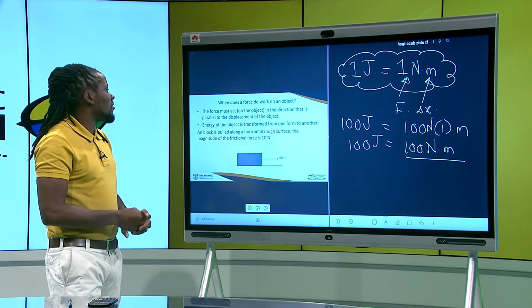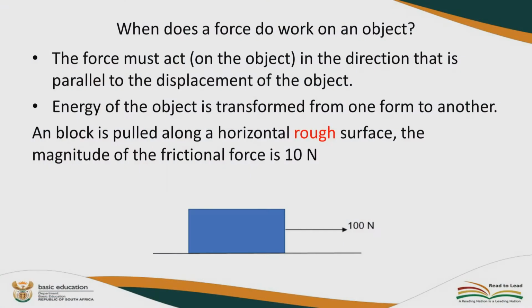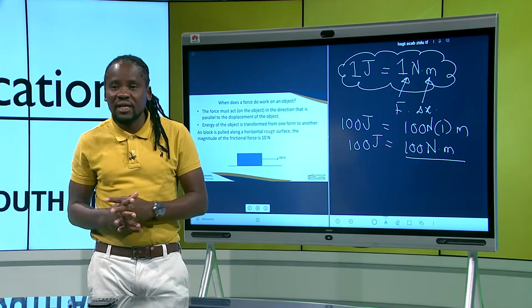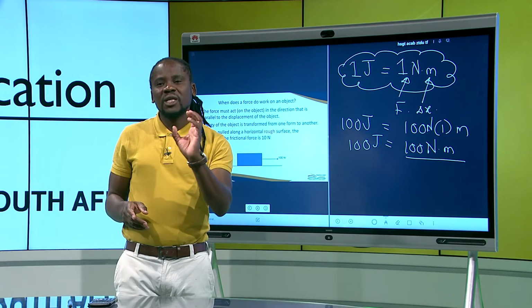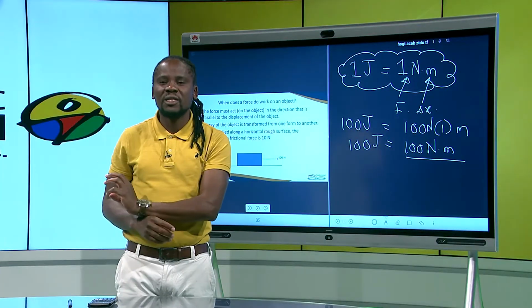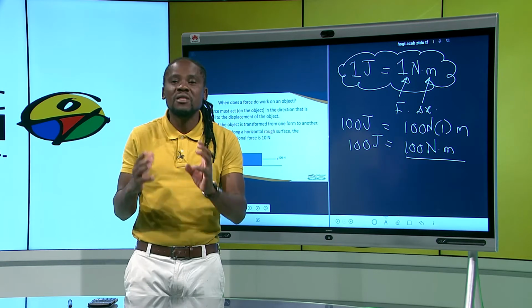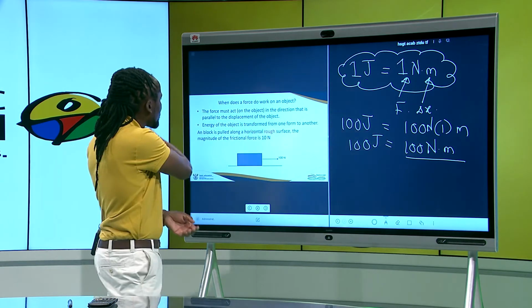When does a force do work on an object? We keep on asking ourselves this very important question. When does a force do work on an object? The first bullet says the force must act on the object in the direction that is parallel to the displacement of the object. There's quite a lot of meaning in that. What does it mean when we say that the force must act on an object and displace the object in the direction of the force? Right, let's look at a particular example.